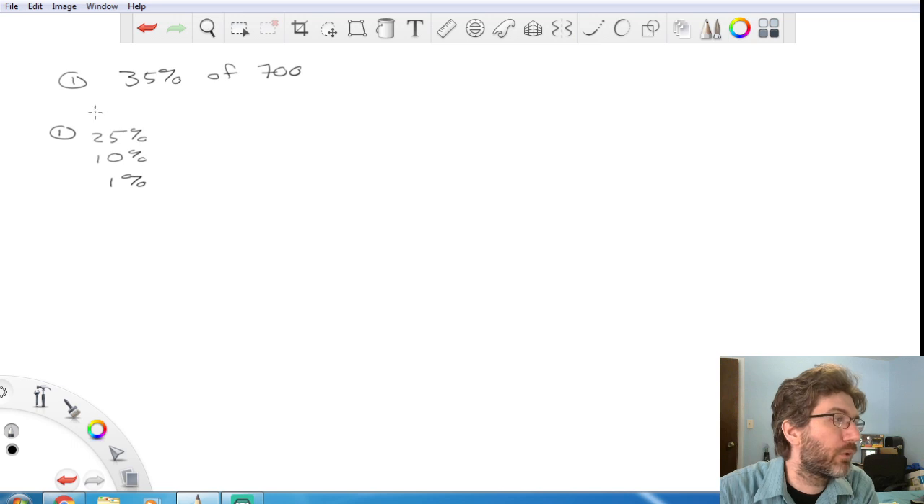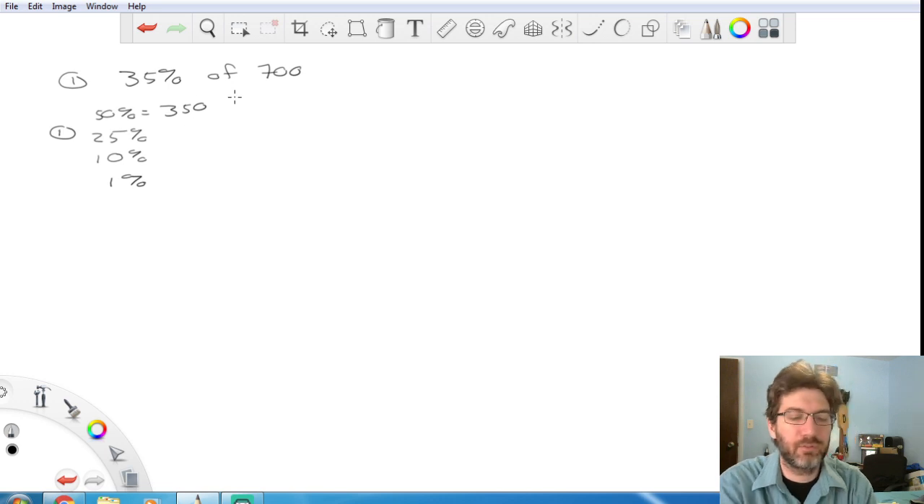However, for me to get 25%, I have to get 50% first. For most parts, you get 50% and then you take half of 50 to get 25. So 50% of 700 is going to be half of it, so that would be 350. 25% would be half of that, which I think we just figured out before, right? 350 divided by 2 is going to give you 175.